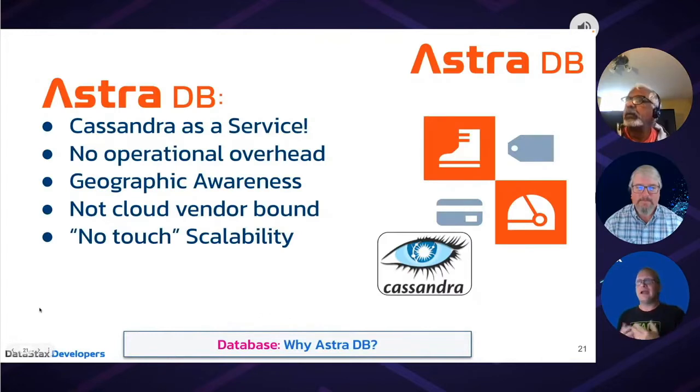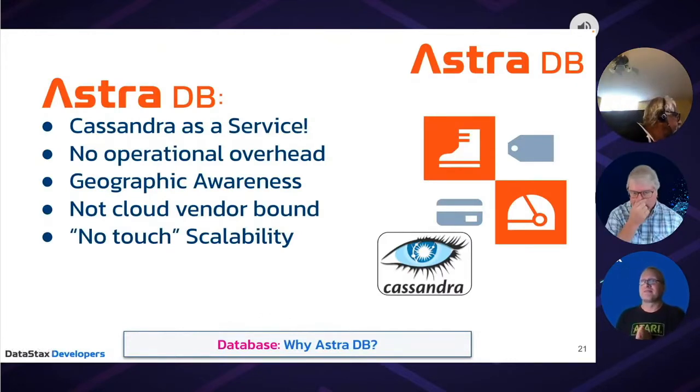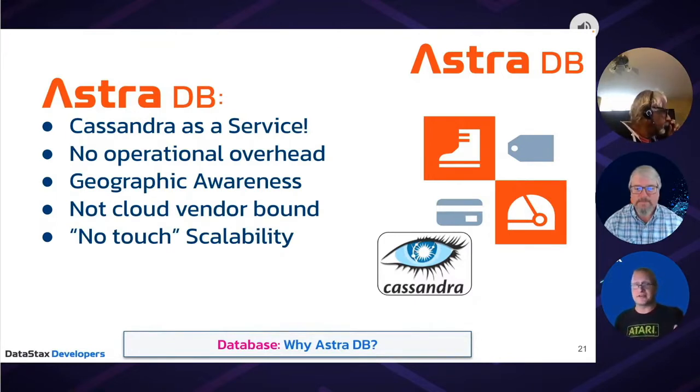Now, Astra, of course, is Cassandra as a service, essentially run by DataStax. The great thing about it is that there's no operational overhead, so you get that no-touch scalability, and it's not bound to a single cloud vendor either. You can run it on AWS or GCP or Azure, and of course you get the best-in-class geographic awareness that Cassandra comes with as well.